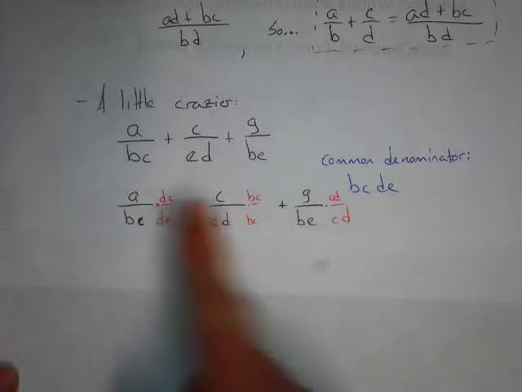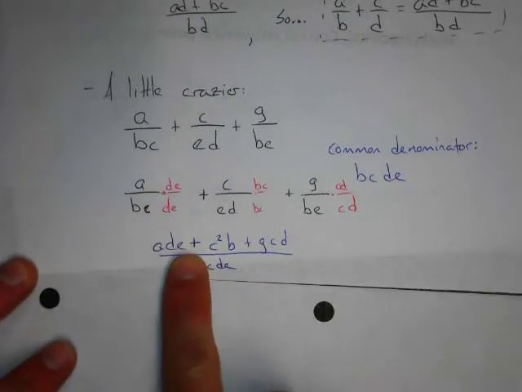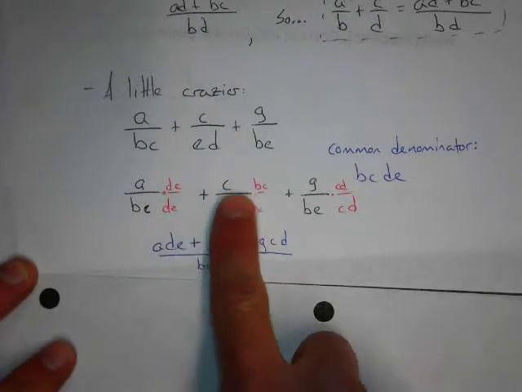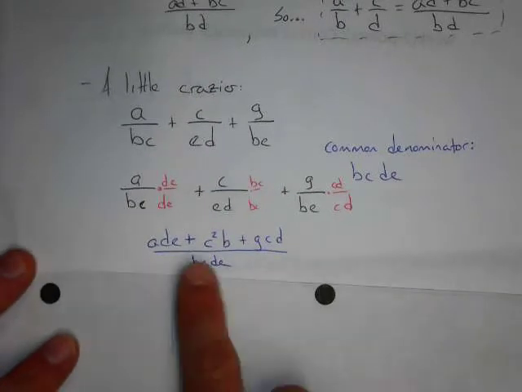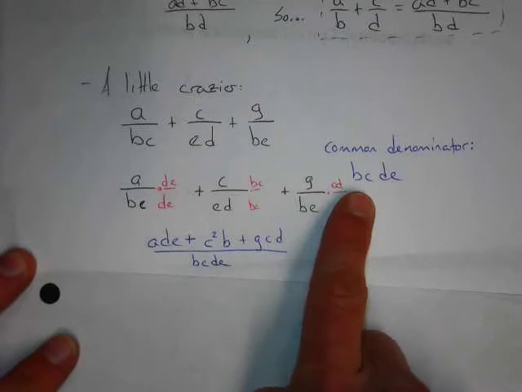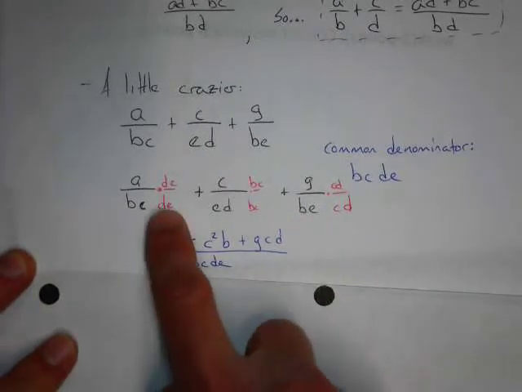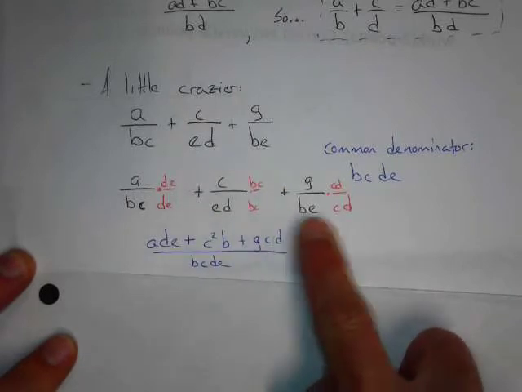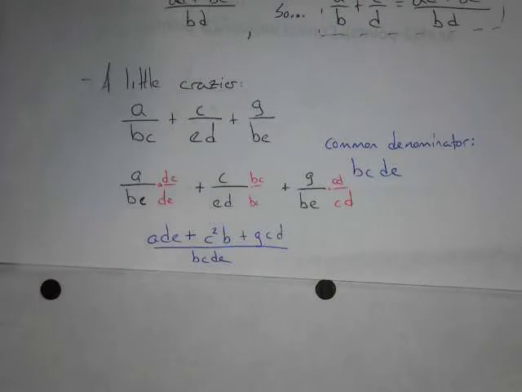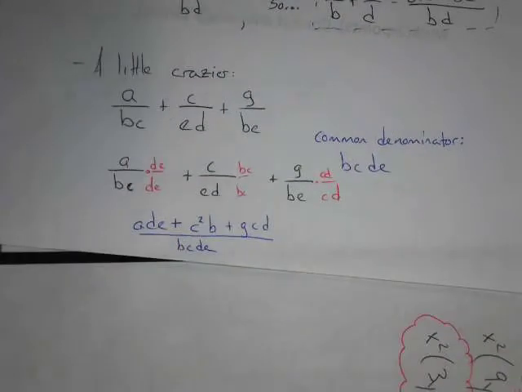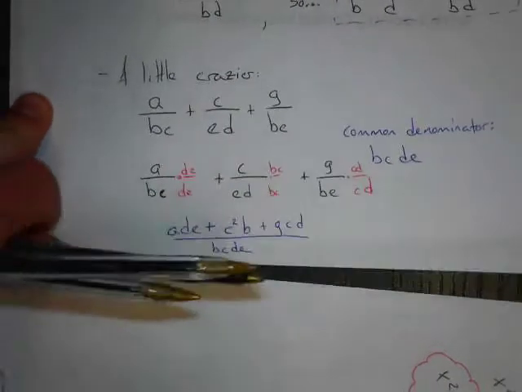So now I multiply my clever ones, right? I'd have A times D times E. Boom. C times C is C squared times B. Boom. Should have been alphabetic, but I guess I kept it in descending order. And then G times C times D. Boom. All of that is now over the common denominator, BCDE. Ta-da! So that's just another, crazier example of what can happen with common denominators.